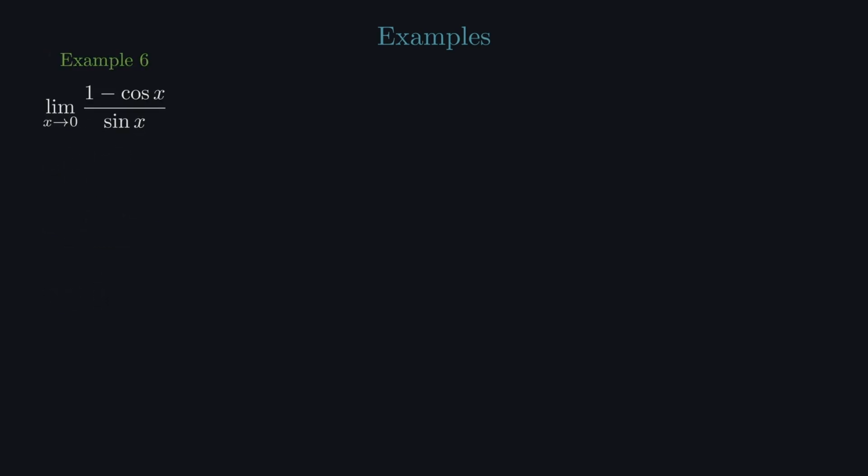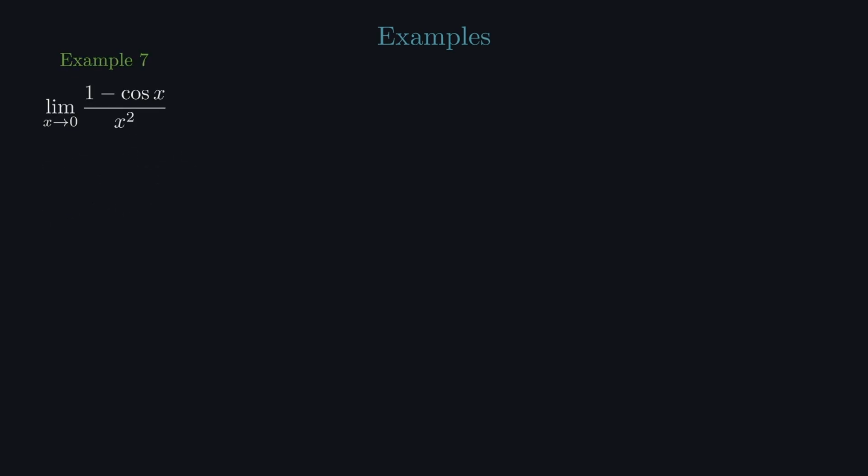Example 6. Limit as x approaches 0 of 1 minus cosine x over sine x. Here we multiply and divide by x, so we get 1 minus cosine x over sine x equals 1 minus cosine x over x multiplied by x over sine x. We can get the limits for each one of these two fractions directly from our theorem and corollaries. The limit as x approaches 0 of 1 minus cosine x over x tends to 0, and the limit of x over sine x tends to 1, so the whole limit tends to 0.